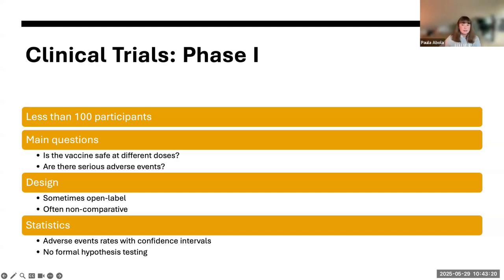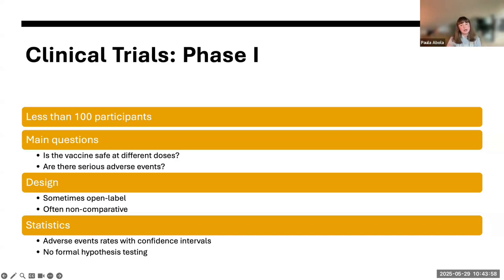We describe these rates, not just reporting percentages but also providing confidence intervals to show uncertainty. An example would be 10% of participants reported fever, with a 95% confidence interval from 3% to 22%. This means that the true rate could realistically fall anywhere between 3 and 22%, based on the small sample size that we were using. Confidence intervals are crucial here because early studies usually have small sample sizes, which means we have more uncertainty.